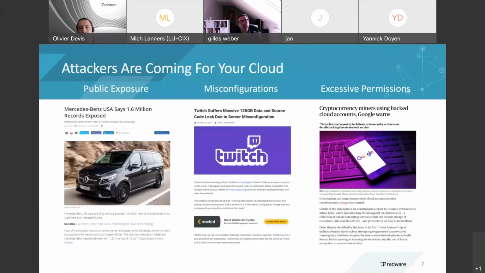And here's another one. This is more for the pure cloud, where a lot of companies move towards for various reasons, and we also see records that are exposed. Interestingly enough, Twitch, for example, is owned by Amazon. So we do see that these companies also sometimes have struggles. With cryptocurrency, Google was also hacked, with software installed to use the crypto mining facilities. So they're moving towards that.